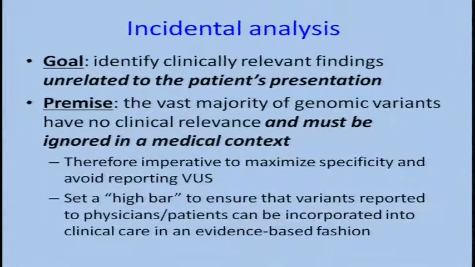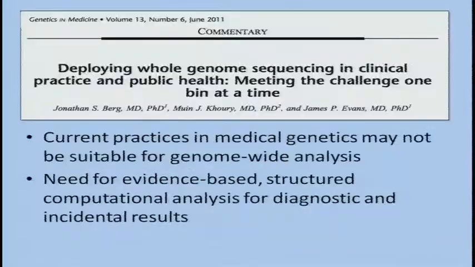We need to set a high bar so that the things we do report are medically actionable or have medical utility, so that when we report them to physicians and patients, there's a clear translation to what should happen next, and that's sort of what Howard's getting at. What should we do next with that variant?